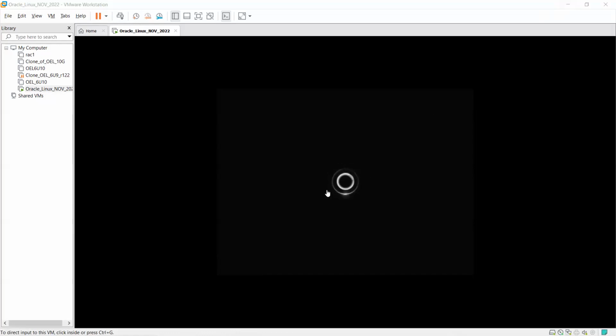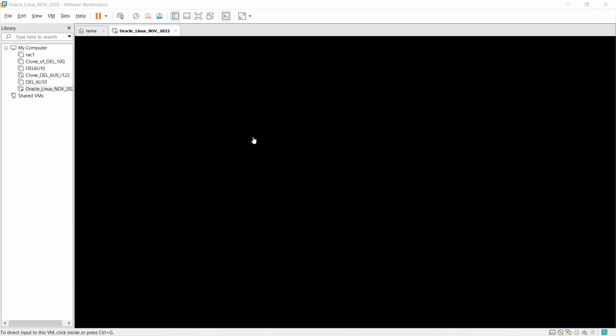So now my Linux operating system has started. It will give me a login. These are all things you will come to know while installing your Linux operating system. So it is taking time.